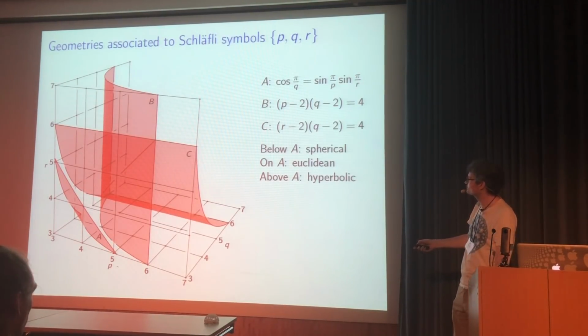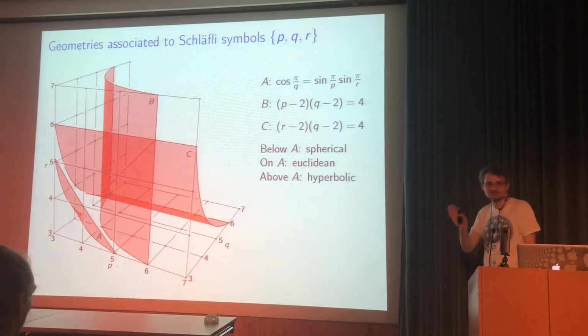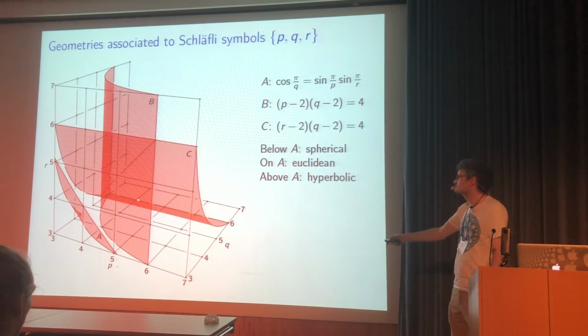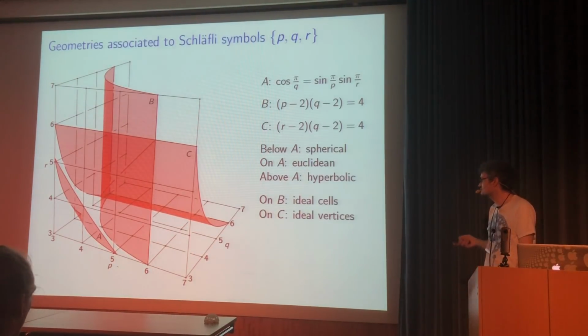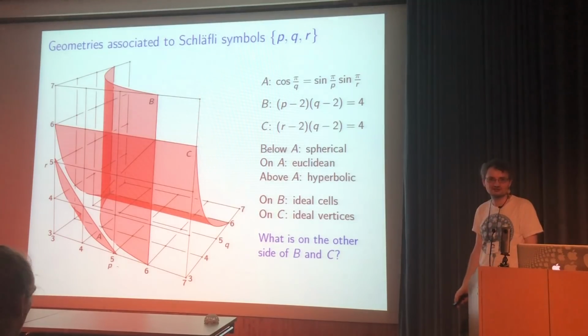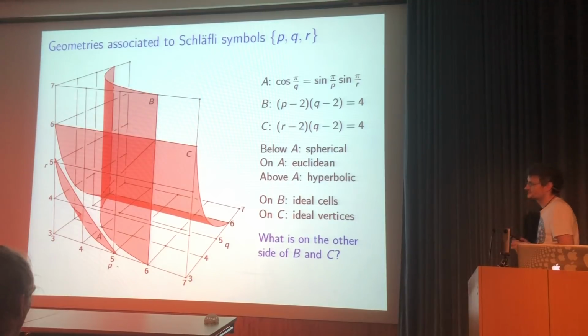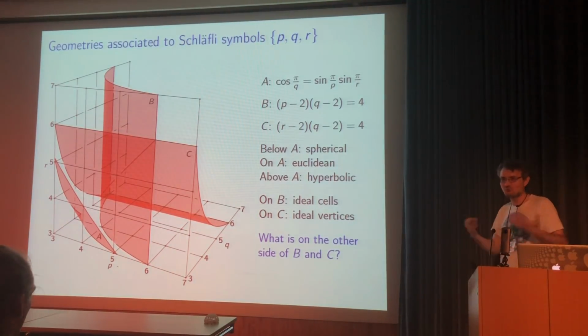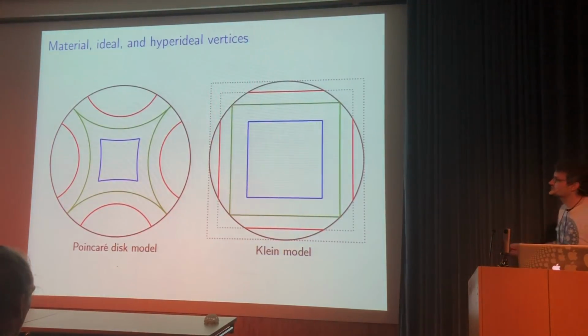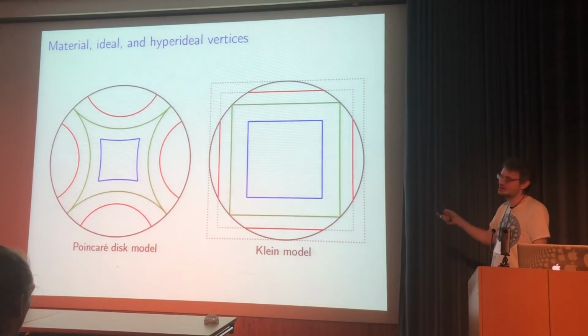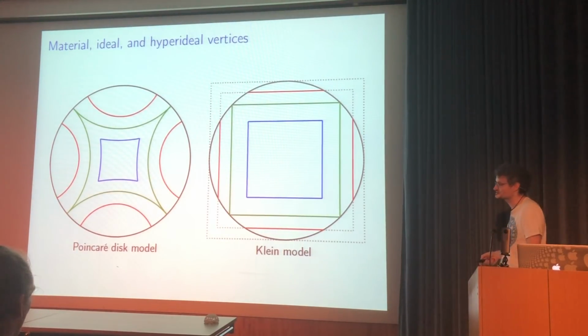So it's one way around or the other, and I'm probably going to get it wrong. Let's see, PQ. So here, this surface here, B, that's a surface where you get ideal cells. And this surface here, C, that's the surface where you get ideal vertices. And so the question is, what happens on the other side over here, right? Can we make sense of plugging the numbers in where you've got more than ideal? Well, what happens? So we need to go from ideal to hyperideal vertices and hyperideal cells.